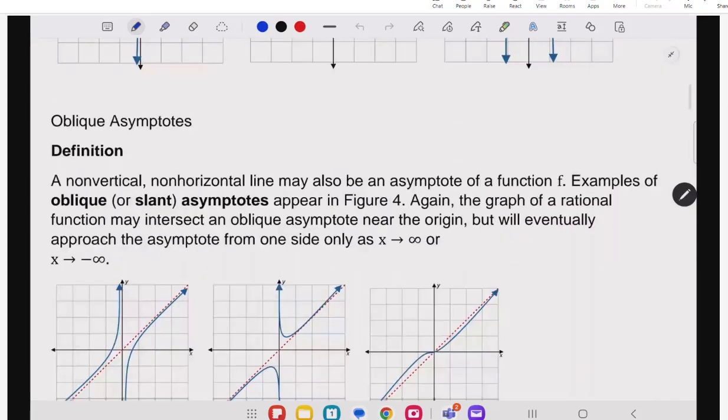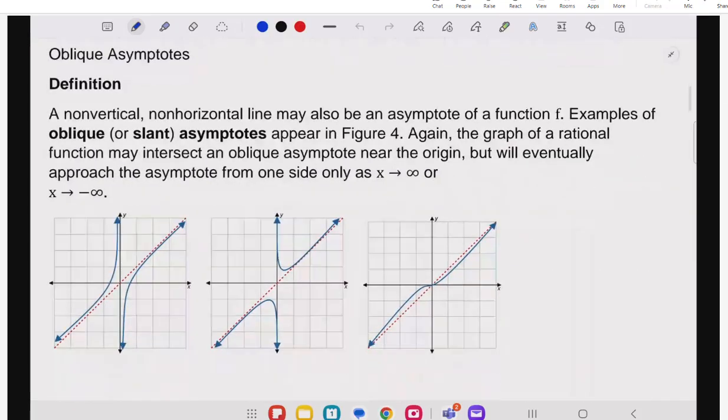Oblique asymptotes are something that we don't really look at in this class, but you will encounter them if you take calculus. An oblique asymptote is a non-vertical, non-horizontal line. It may also be an asymptote of a function f. Examples of oblique or slant asymptotes appear in the figures below. Again, the graph of a rational function may intersect an oblique asymptote near the origin, but will eventually approach the asymptote from one side only as x goes to infinity or x goes to negative infinity.